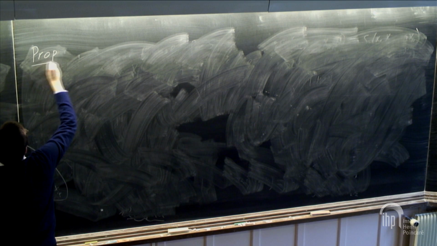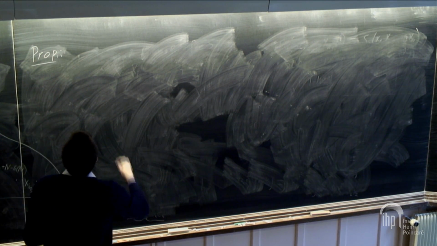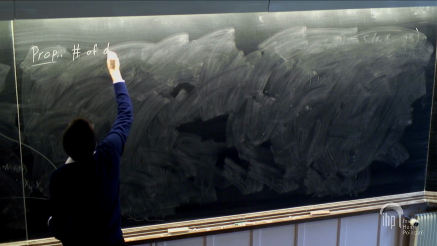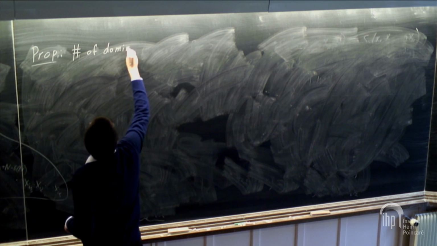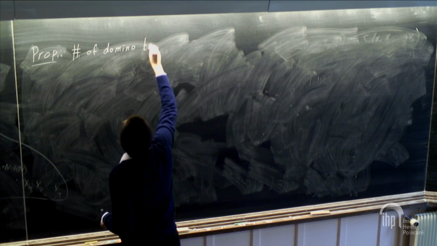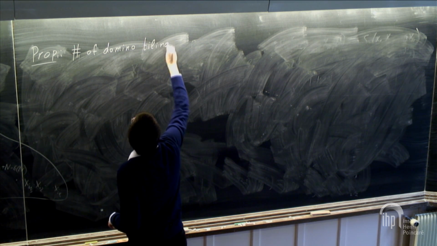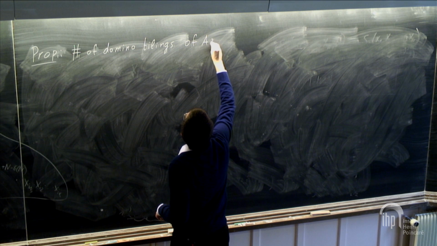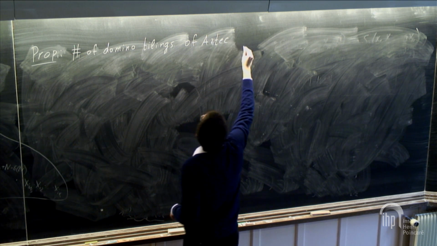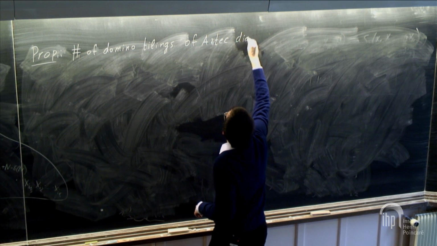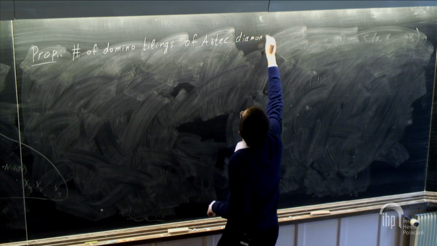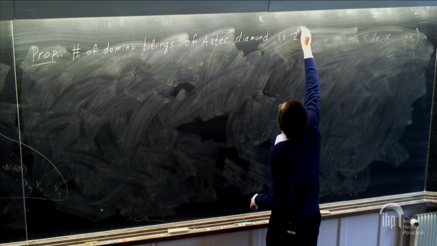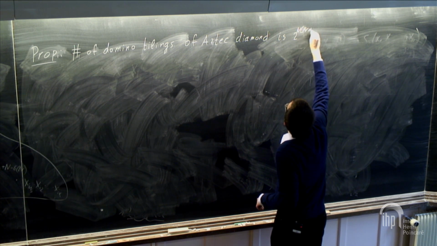So, proposition: the number of domino tilings of the Aztec diamond is 2 to the power n plus 1 over 2.